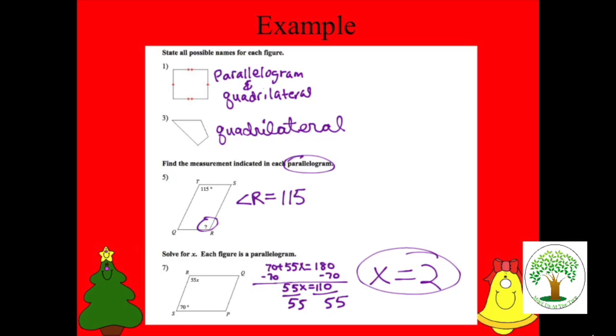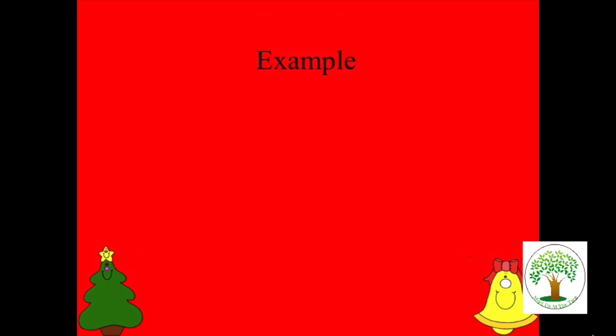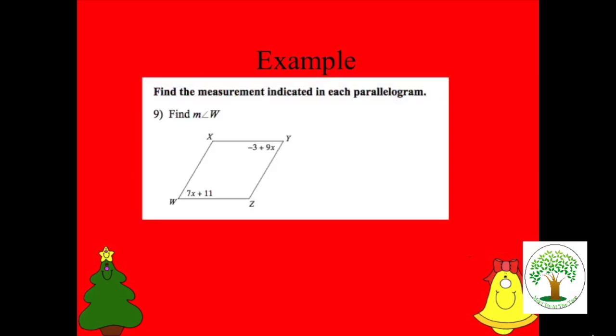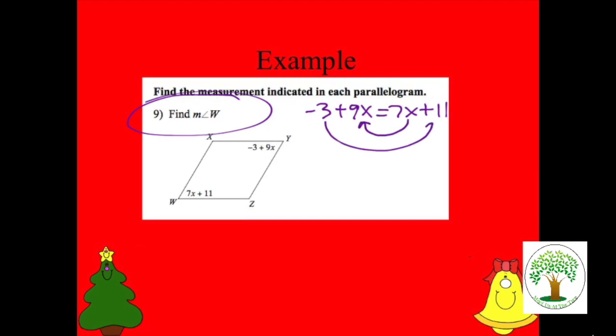All right, let's do some more examples. Here we go. Number 9. This time I will have to plug it back in because it asks me to find W. So just make sure you check that. Angle W and angle Y, are they equal or do they add up to 180? Equal. They're equal because they're opposite. So we're going to go -3 plus 9x equals 7x plus 11. I'm going to move the 7x over there and the 3 over there.